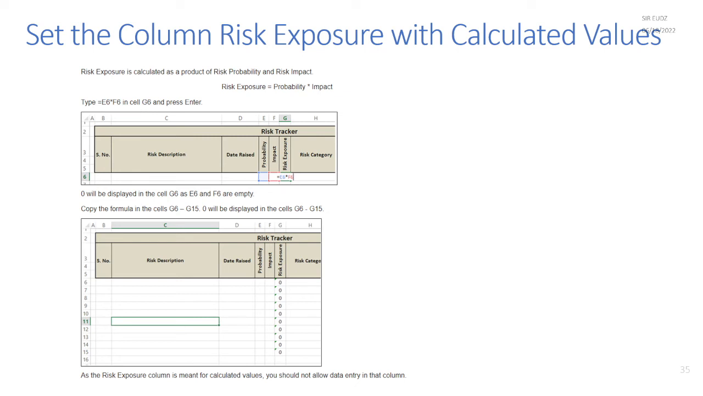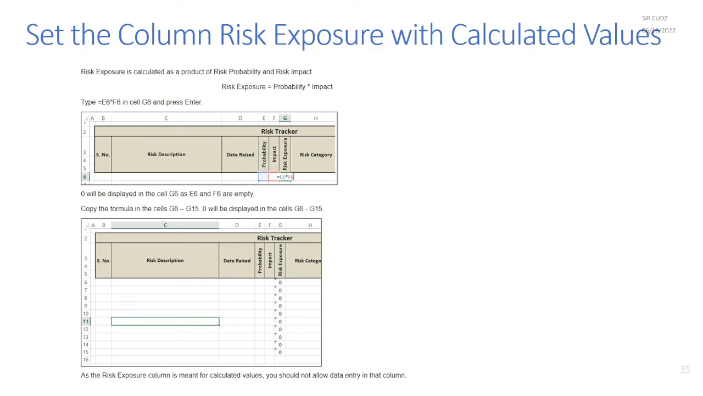Set the column risk exposure with calculated values. The risk exposure is calculated as a product of risk probability and risk impact. So risk exposure equals probability times impact. Type equal to E6 times F6 in cell G6. Then press the Enter key. 0 will be displayed in the cell G6 because E6 and F6 are empty.